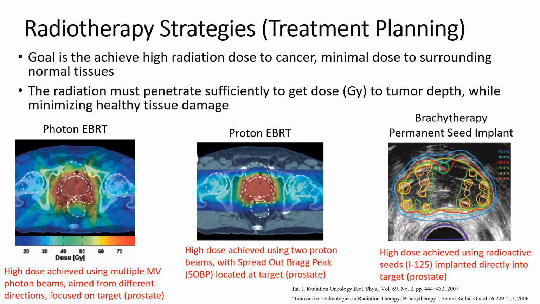And then this last example here is a brachytherapy permanent seed implant. So in this case, we have low energy iodine 125 seeds that are implanted directly into the target. And those are, in this case, permanent, but you could also have temporary treatment as well. Basically, you're putting the source directly into the target to achieve this high dose at the target and low dose outside of that. So all of these are radiotherapy strategies that we can use to give a high dose and localize our dose to a target and minimize dose outside of that area.